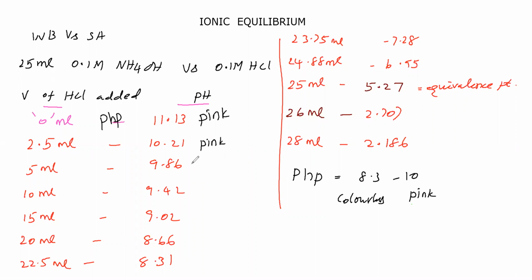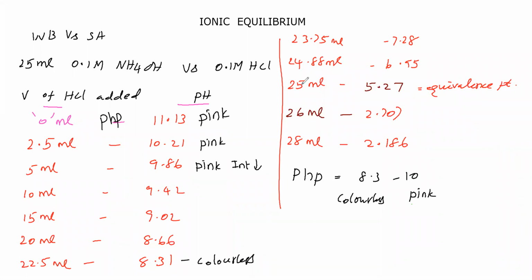Here the pink color intensity reduces, and it is going on reducing. At this place it is almost colorless, and from here onwards it continues colorless. Therefore, with phenolphthalein, the pink color becomes colorless at 22.5 ml.